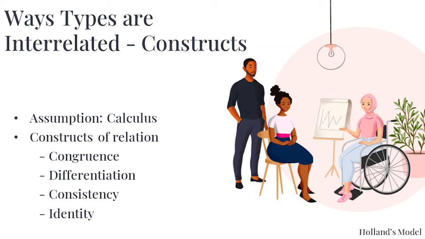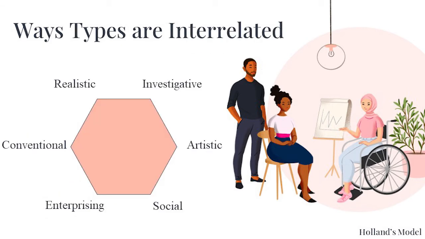Holland has 4 constructs for his theory that help depict how the 6 types relate to one another. These constructs all fall within the assumption of calculus. The 4 constructs are congruence, differentiation, consistency, and identity. It is important to note that each of the constructs can be applied to an individual or a working environment. I will briefly go over each of these constructs. Before I do so, again we return to the hexagon diagram as a visual guide for the types' interrelatedness, with each type occupying a corner.